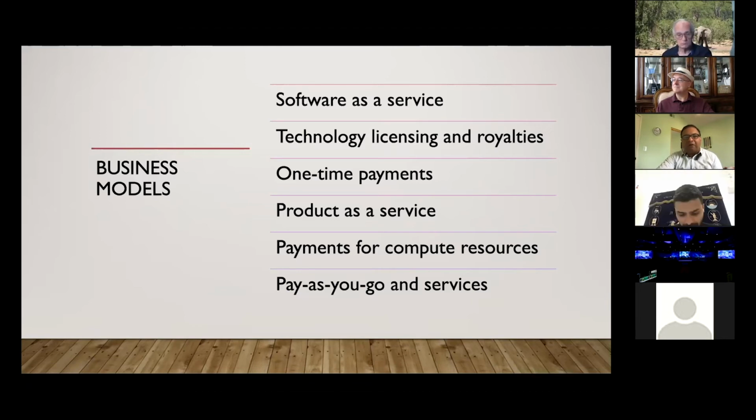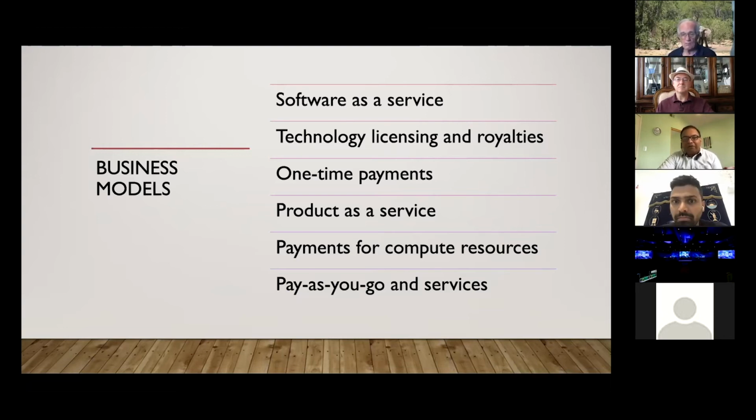Software as a service is a very popular model. Technology licensing and royalty again has been around. One-time payment is really a one-time upfront payment, and then you pay 20% royalty as you move forward. First top three I would say are the traditional models, and then product as a service. So what you have in product as a service is that you give the complete infrastructure. So you give cameras, you give your box, you give your software, and then you charge all of that on a monthly basis. So it becomes your product as a service.